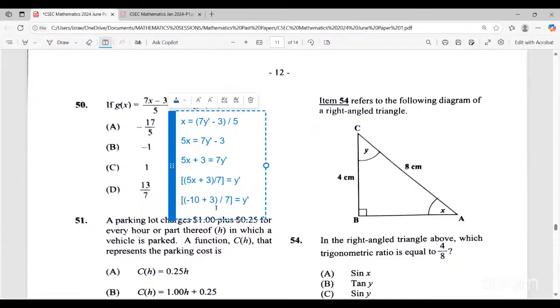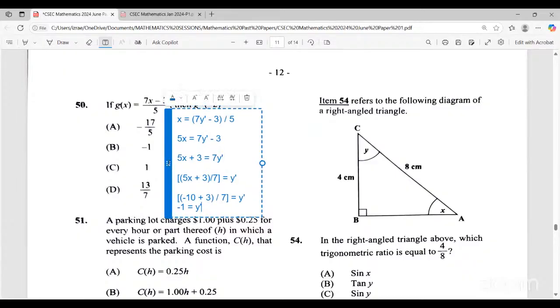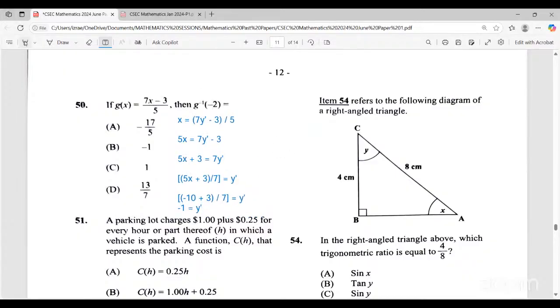Minus 10 add 3 is minus 7. Minus 7 over 7 is minus 1, which is equal to y prime. Okay, so it was a little bit trying, but we got it. That is B as in bat.